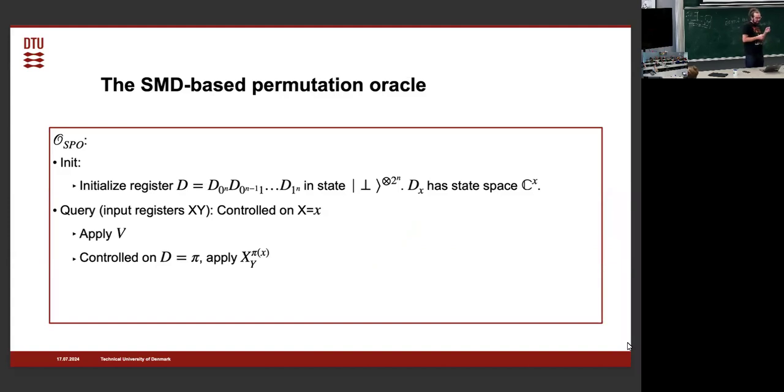Now, controlled on the database register being in state pi, and remember that pi is specified by this list of t's, I reply to the query. I XOR the value pi of x into the y register, which is the query and query output register, and then I undo v. So at this point, it's very abstract, and we don't yet know how local the impact of this second bullet is, which is controlled on the t values specifying a permutation pi applied.